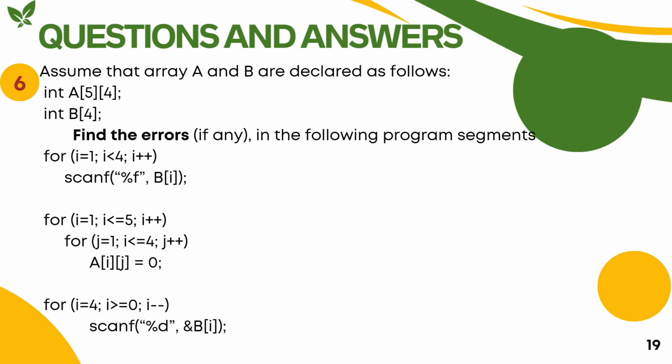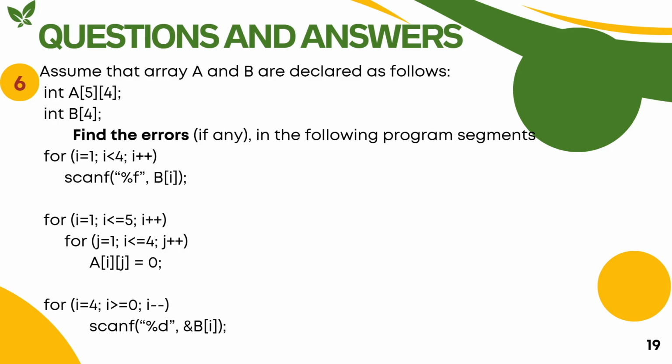And in the second question, you could see we have two for loops, and we have a[i][j] equal to 0, which is an assignment statement. And in the second for loop, for the index variable it is i instead of j, which is the error there.